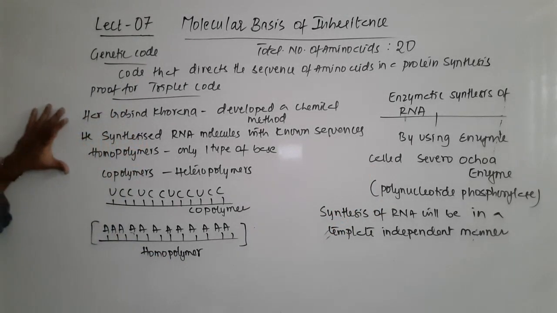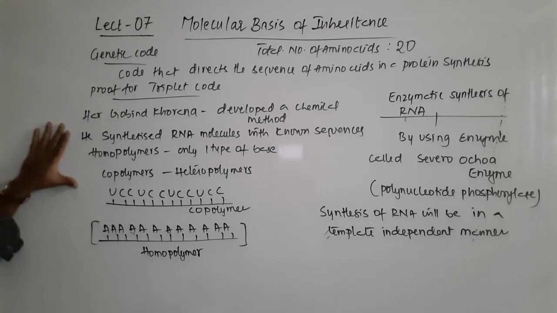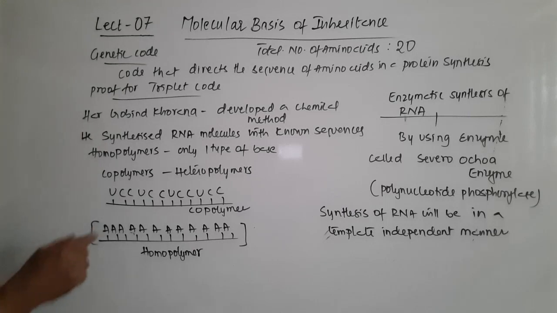So Har Gobind Khorana is a scientist who developed a chemical method where there is a synthesis of RNA molecules in template independent manner, and by using that enzyme called polynucleotide phosphorylase.